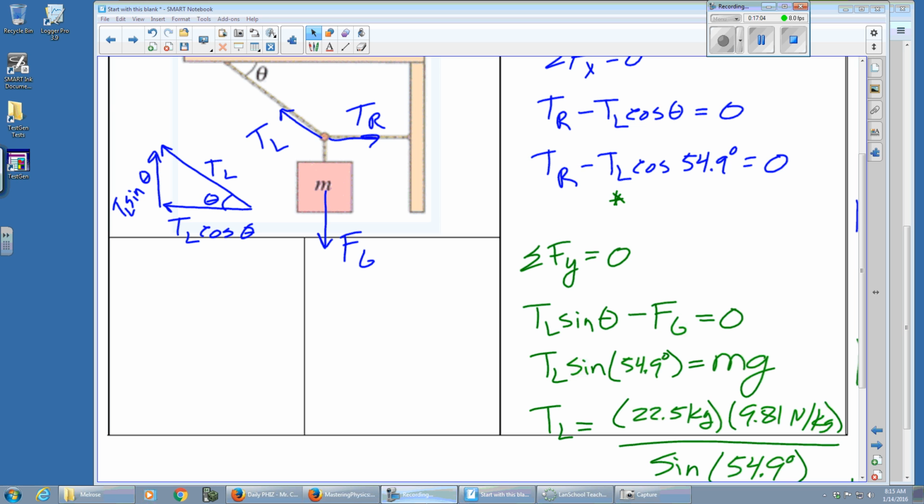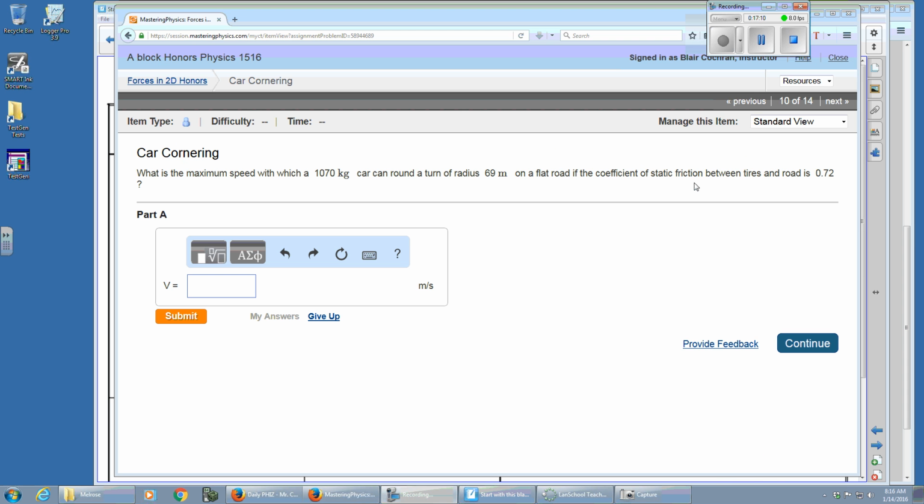All right, so we're going to look at car cornering right now. What is the maximum speed at which a car can round a turn of this radius on a flat road with a coefficient of static friction between the tires and the road of this? We saw this, remember, at the end of the day Tuesday, when I had that little video clip playing showing the free body of the car. So we're trying to figure out the speed given that exact situation.